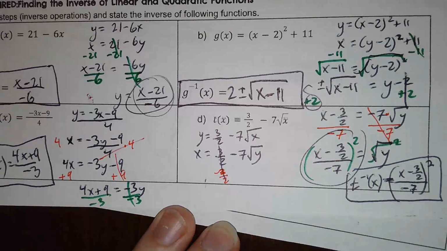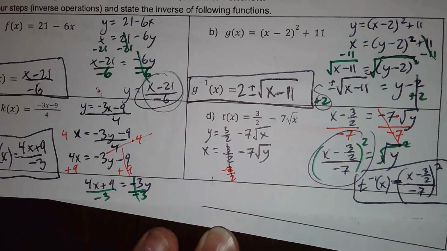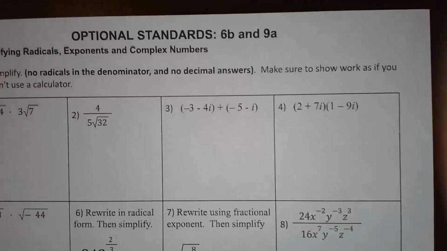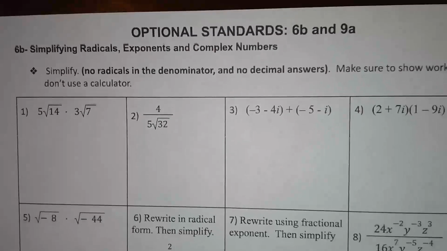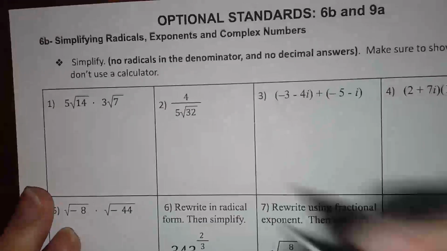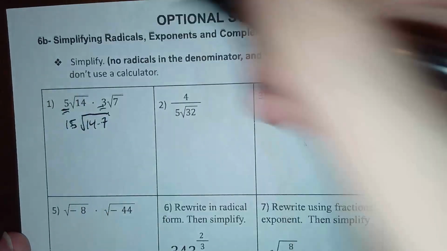Okay, let's flip our page to standard 6B. Standard 6B and 9A are the optional standards, so we're going to do our best to complete these. For number 1, we want to combine the 5 and 3, which gives us 15, and combine the 14 and the 7 under one square root symbol.